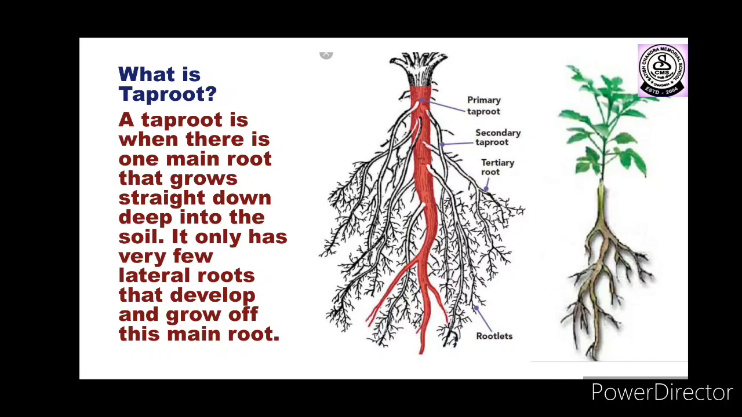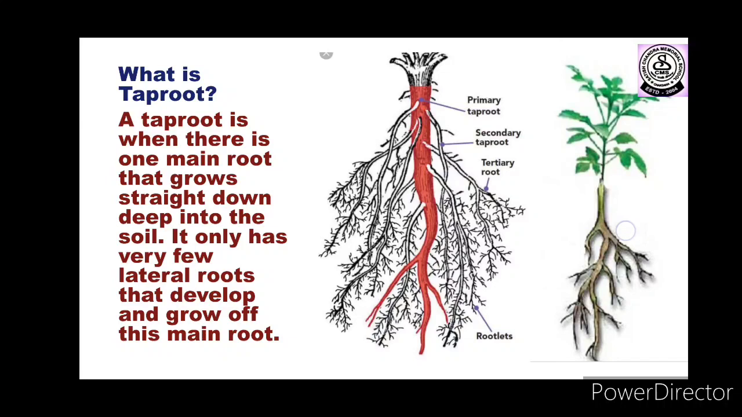These plants stand very strongly, and it is very difficult to pull out their roots, or during heavy wind or storm they can easily stand straight. It will not affect them because this root system is very strong. So in your classwork copy you will write down the definition as well as you will draw this picture.